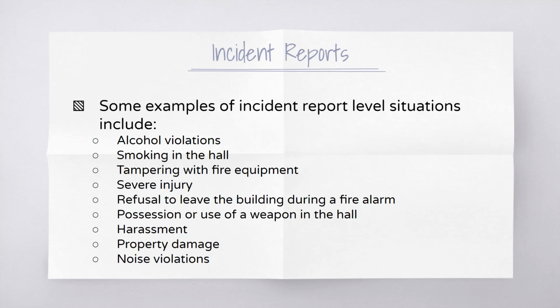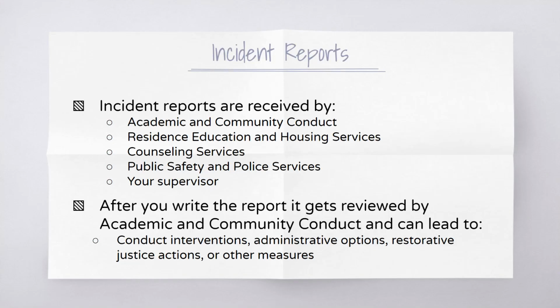Some examples of reasons why you might write an incident report: alcohol violations, smoking in the hall, tampering with fire equipment, severe injury, refusal to leave a building during a fire alarm, possession or use of weapons in a hall, harassment, property damage, or noise violations. There are other ones out there, but these tend to be some of our bigger ones that really warrant an incident report.